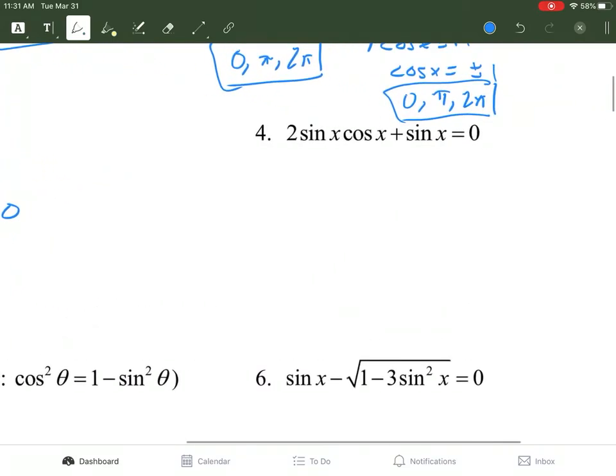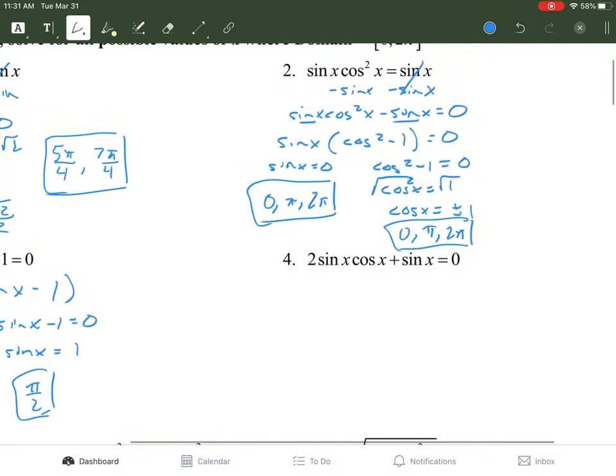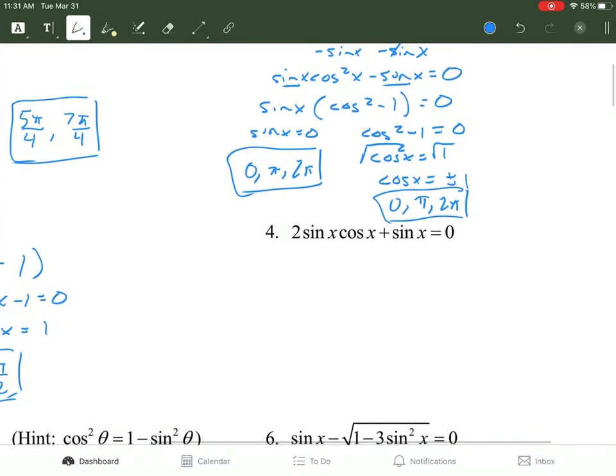All right, so for question 4, very similar to the question right above it in question 2, except we don't have to get the sine value on the other side, but we do have 2 sines here, so we can take the greatest common factor out, which would be sine of x. What would be left over is the 2, the cosine of x, and then a plus 1. All right, now we have our 2 factors. We can set them both equal to 0.